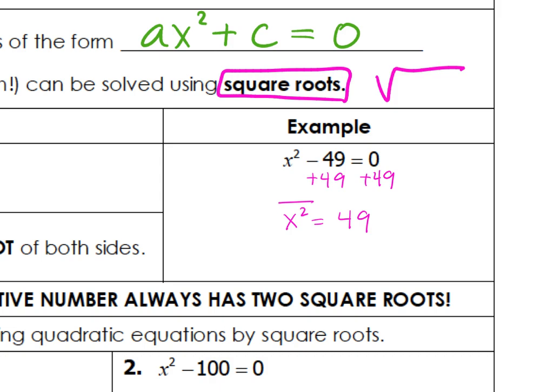Square root it. Okay, so I square root this and I square root that. Now here is the rule that is the only thing that causes a problem in this lesson, in my opinion. When you square root something, the number that could replace this x right now could be the number 7. Is there any other number that when you square it becomes a positive 49?